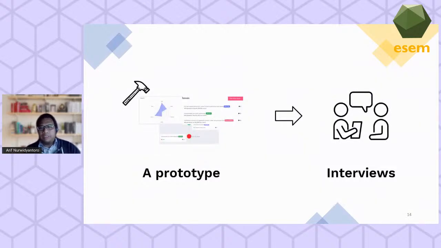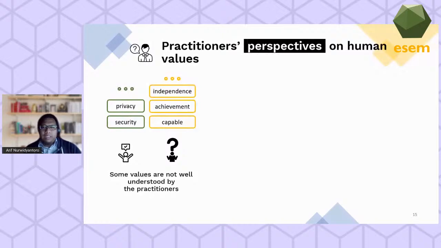Afterwards, we demonstrated and conducted semi-structured interviews that involved 15 participants with various roles in software development. And here are the results. First, regarding the perspectives of the practitioners on human values, some values such as independence, achievement, and capable are not well understood by the practitioners. The practitioners seem to understand values that are well known in software engineering, such as privacy or security.